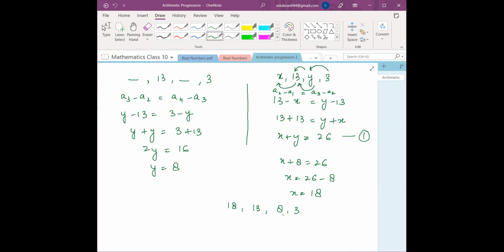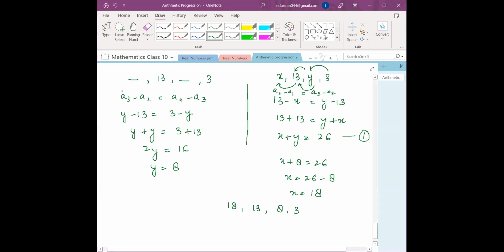Ma'am, we can also do it like this, right? First find the term between 13 and 3, and then we can find the D and then find A1. Yes, that is the same thing. Like I have taken A1 to be X, right? Yes, ma'am. Ultimately, you will end up doing this only, which I did here.